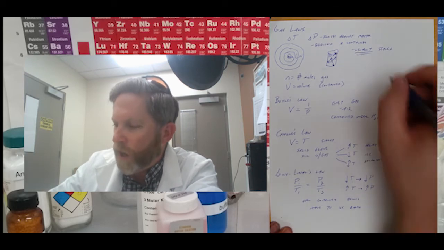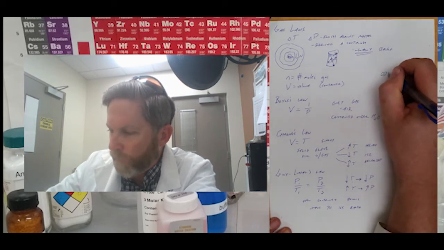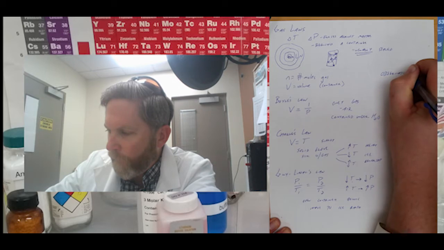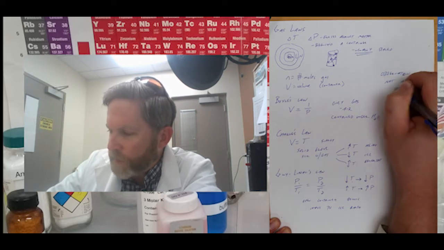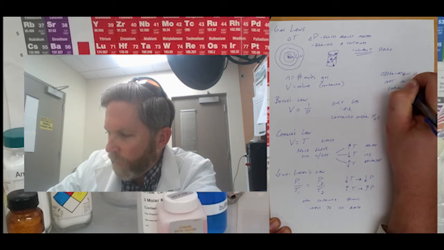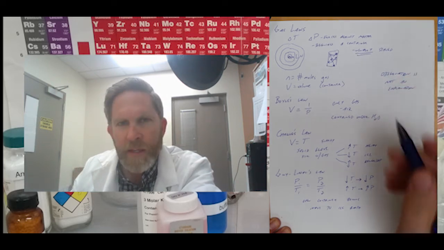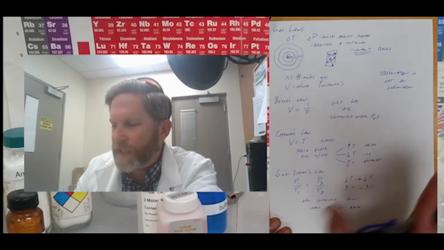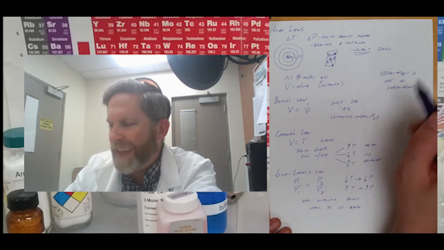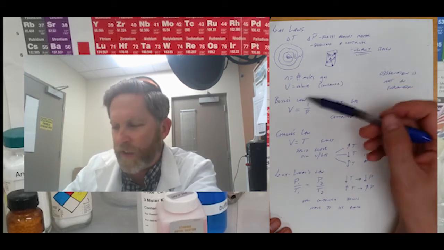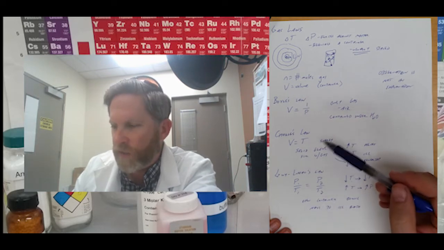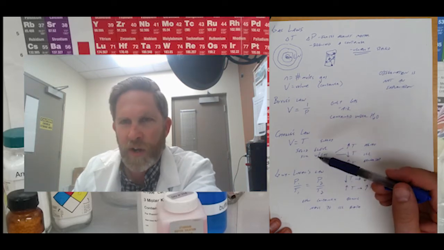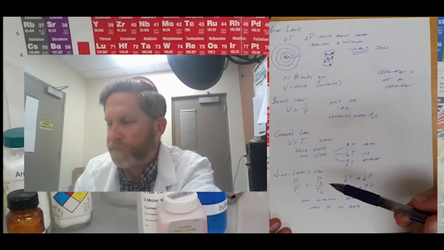Now remember, an observation is not an explanation. Okay, so keep them separate. When it asks you to write down what you observe, write down what you observed, and then explain based on the context of the gas law that we're looking at in each exercise, how that has occurred and why you saw what you saw.